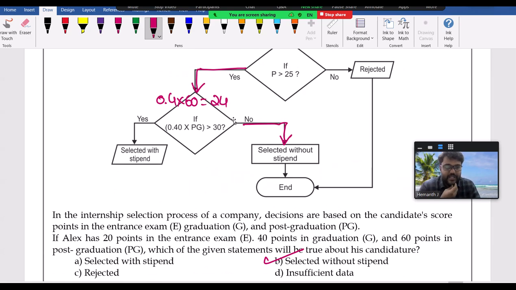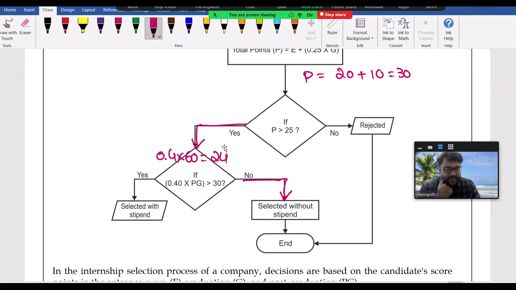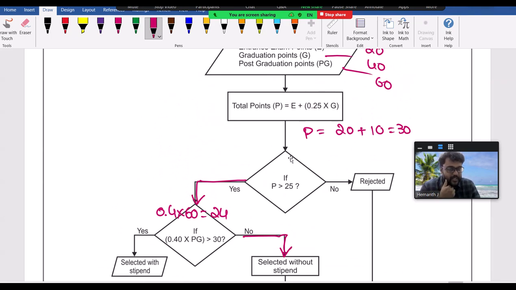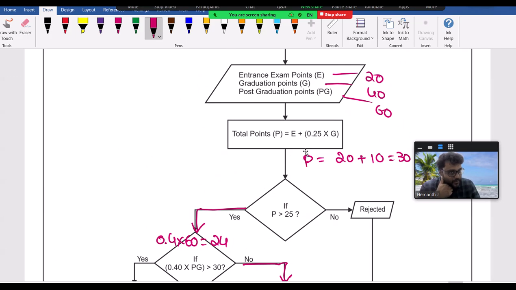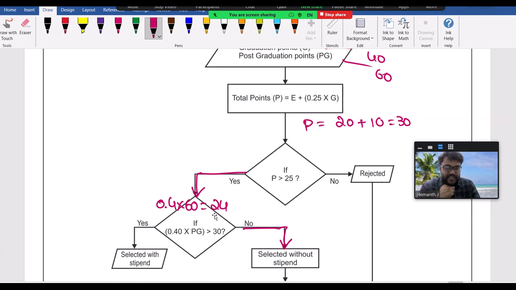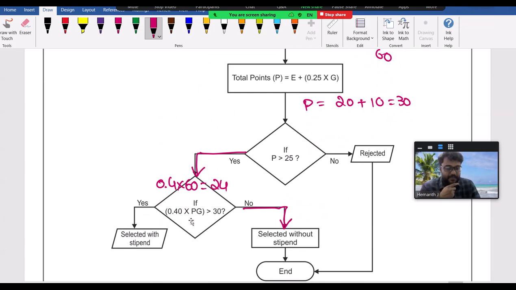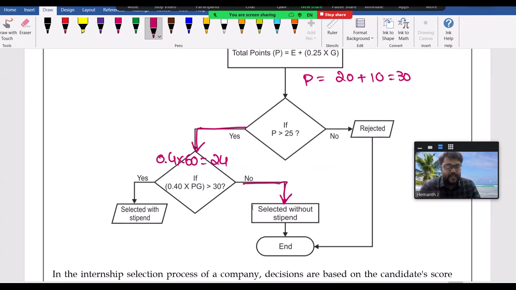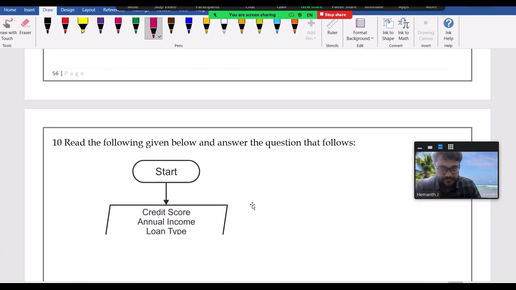The points will decide whether the guy will get internship selected or not, with stipend or without stipend, or rejected, or data is not sufficient. So I have enough data. With those values I can keep going. Okay, so first I got points is 30, 30 greater than 25 means he will be selected, but with stipend or without stipend will be decided depending on 0.4 into PG points. So that's not greater than 30. So no, he will be selected, but he doesn't get stipend.